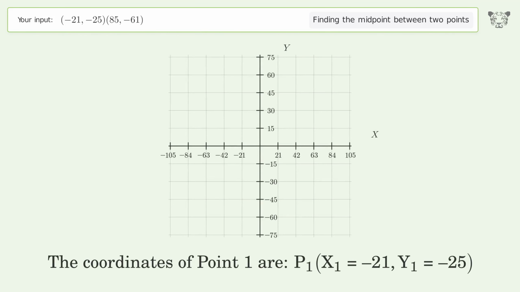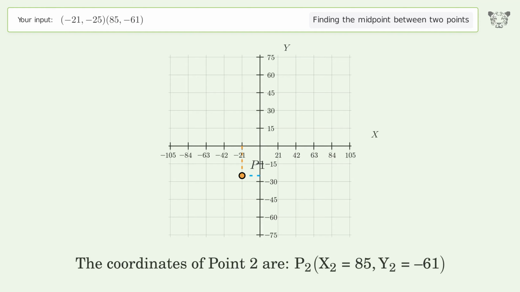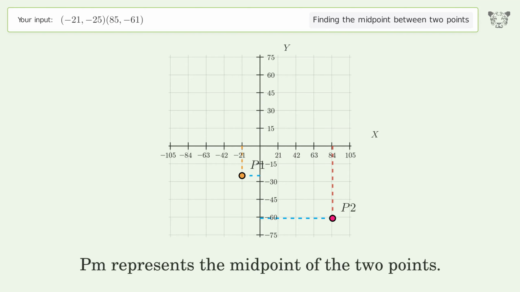The coordinates of point 1 are, x1 equals negative 21, y1 equals negative 25. The coordinates of point 2 are, x2 equals 85, y2 equals negative 61. PM represents the midpoint of the 2 points.